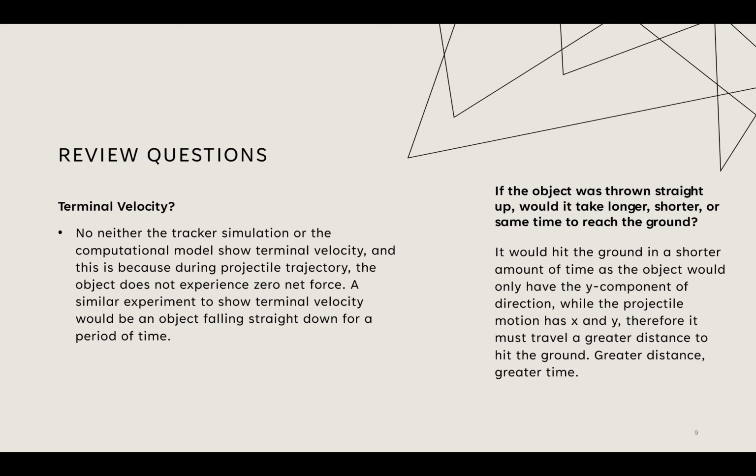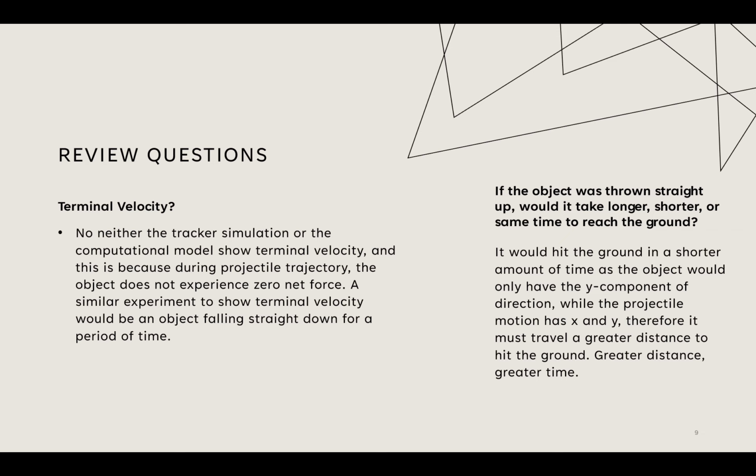And finally, the review questions. Is terminal velocity represented in either the tracker or the computational models? And the answer to that is no. Neither the tracker, simulation, or the computational model show terminal velocity, and this is because during projectile trajectory, the object does not experience zero net force. A similar experiment to show terminal velocity would be an object falling straight down for a period of time.